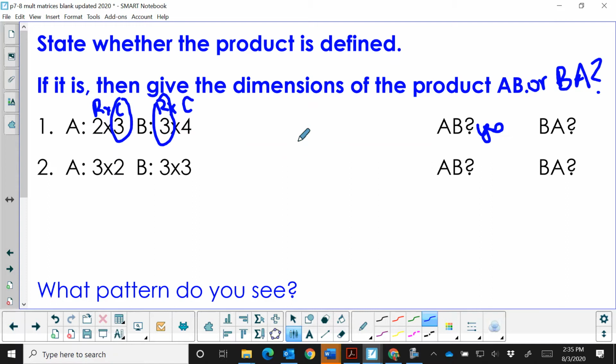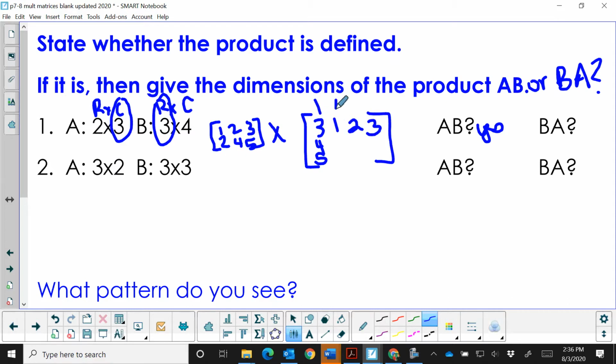Now, what dimensions do we get? Well, let's just draw it so you can see. If I have 2 rows by 3 columns, you can put, like I said, any number in here. I'm just throwing some numbers in to give an example. Times, this time I'm doing a 3 by 4. 3 by 4 is going to look like this. 1, 2, 3 rows by 4 columns. So 3.